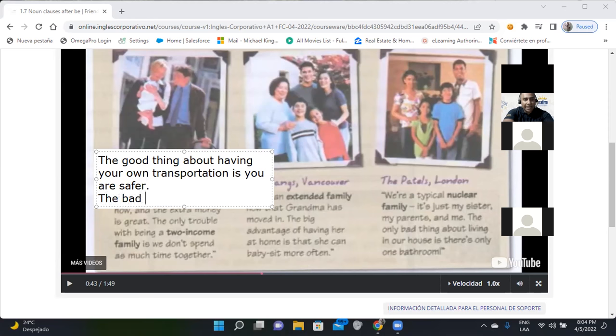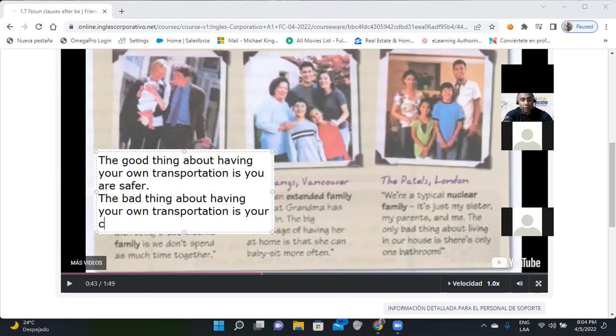The bad thing about having your own transportation is, who can finish the sentence? What is the bad thing? Your car can be stolen. Very good. The bad thing about having your own transportation is your car can break down.